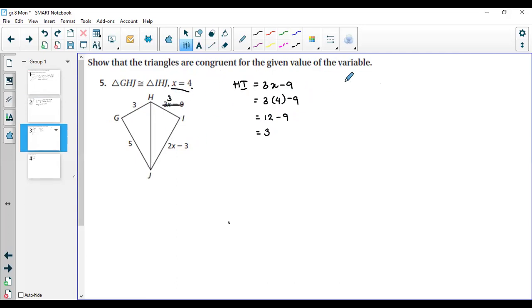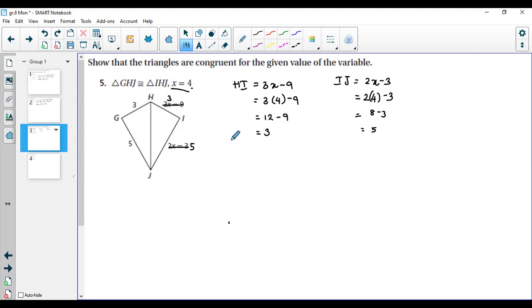Next side is IJ because that has an expression. IJ is 2x minus 3, which means 2 multiplied by 4 minus 3. That's going to give you 8 minus 3, which is going to be equal to 5. So this side is going to be 5. Now you can see this is 3, this is 3, this is 5, this is 5.